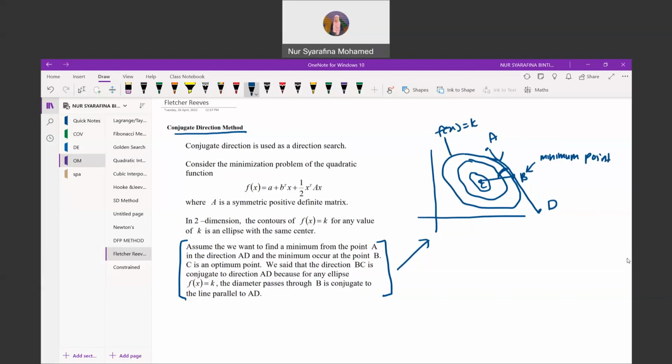So instead of the zigzag movement in SD, using right angles, we now move in terms of conjugate direction. As you can see, the angle is getting bigger, so it is believed that the process of moving to the solution point is getting faster. So this is the basic idea about how the conjugate direction moves. Now let's look at the method.